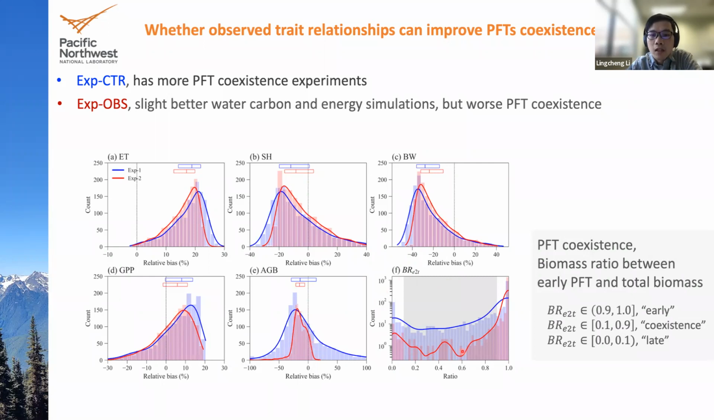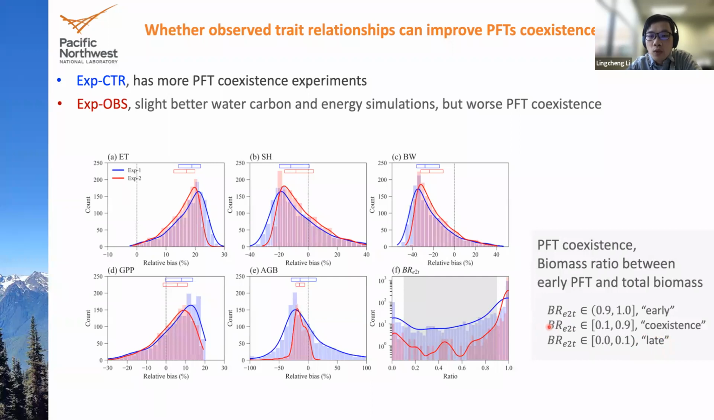it degrades the coexistence. Here I quantify coexistence using the biomass ratio between the ELM PFT and the total biomass. We define three categories. If the ratio is 0.9 to 1.0, most of the biomass is from the ELM PFT, so we define it as ELM. If the ratio is between 0.1 and 0.9, we define it as coexistence. If it is 0.0 to 0.1, most of the biomass is from the late PFT, so we define it as late.